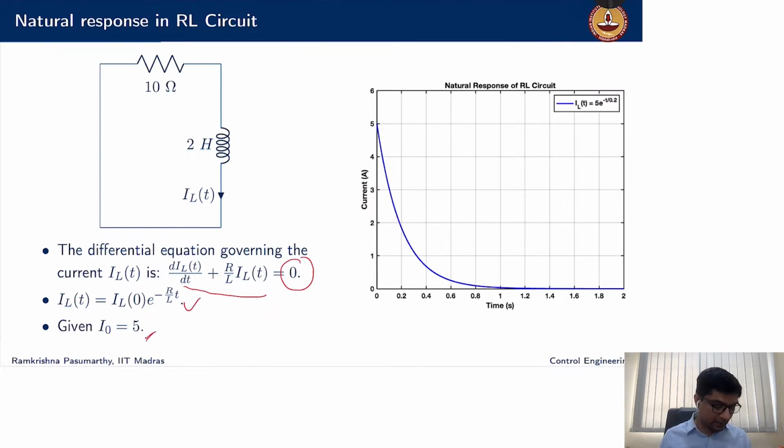If my initial current through the inductor is 5, what I see is that the current starts with an initial value of 5 and just goes back to 0, which means there is some energy stored in the inductor initially, and with time the energy is dissipated through the resistor and the current comes to 0.